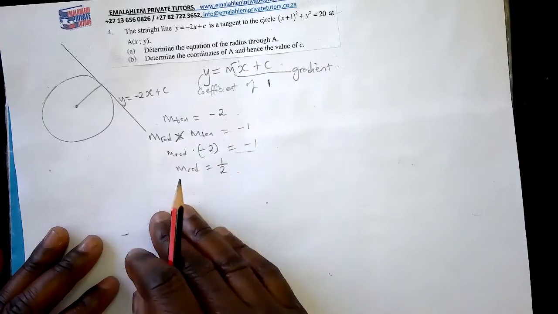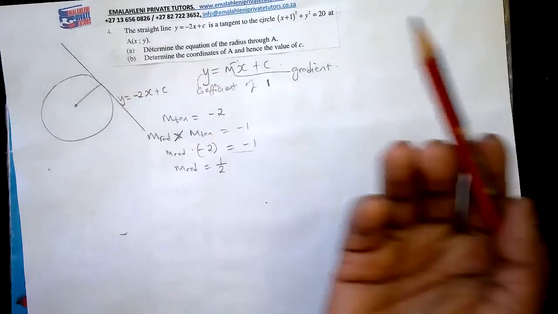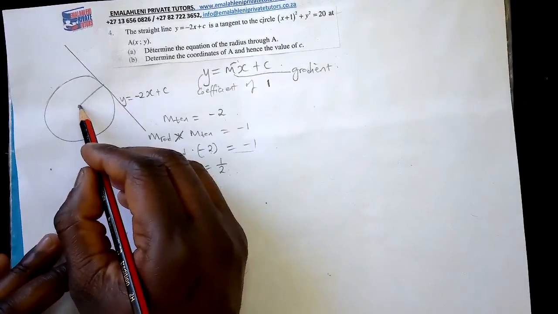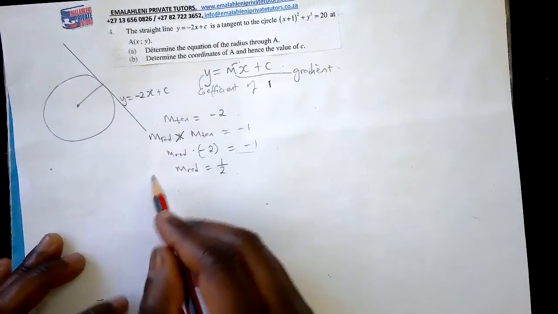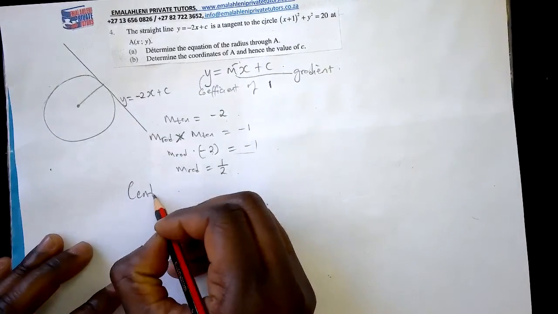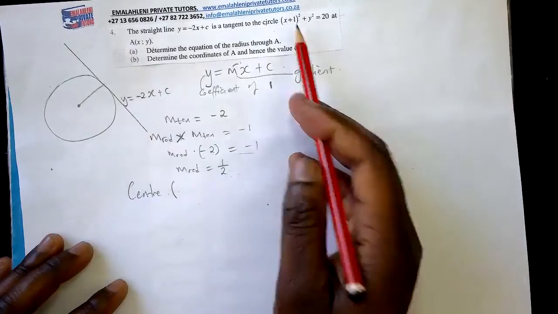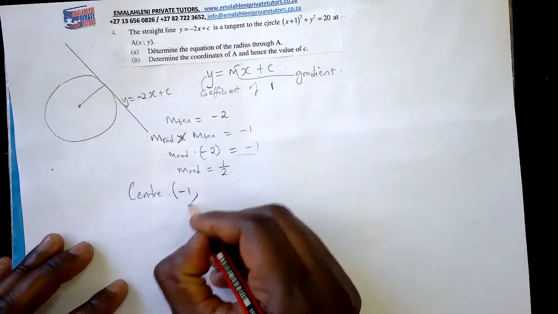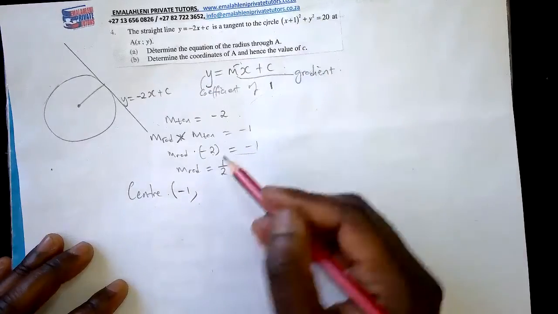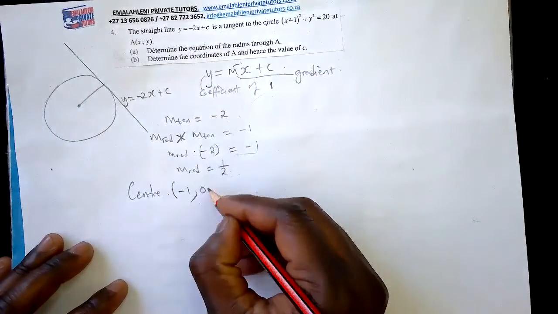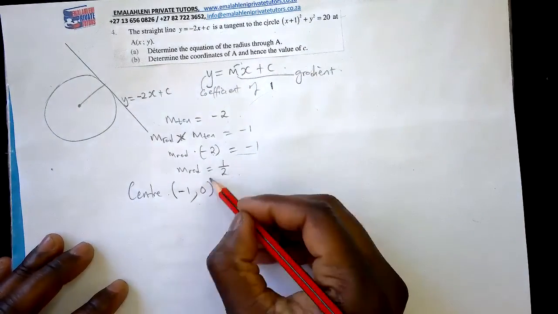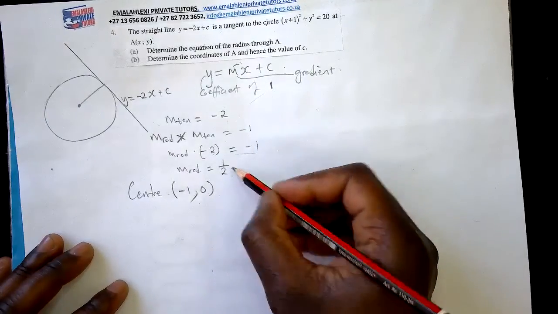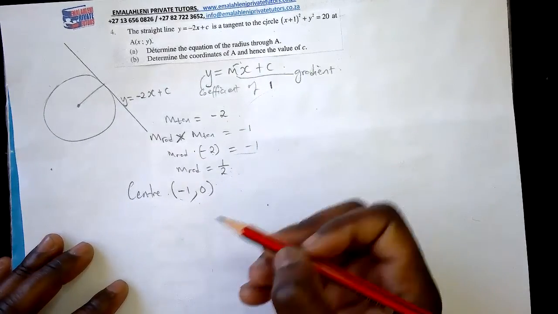Now, what else do we need? We need a coordinate, which we can get from the center. The center here, in terms of x, is negative 1. In terms of y, there is no value there, it's just the origin. So you put the origin. So we've got the coordinate and the gradient. So what are we going to do?